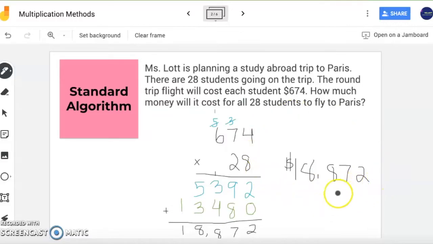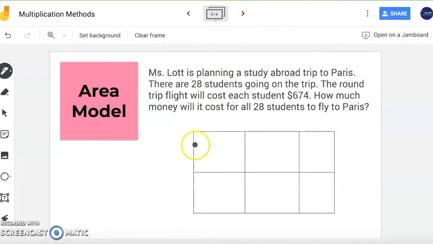So notice this answer here, 18,872. We're going to solve the same problem using multiplication, but we're going to use another method. Our next method is called our area model. So notice just like the previous problem, we have 674 times 28. Notice it's the exact same problem. We're still going to multiply, but we're just using a different multiplication method.